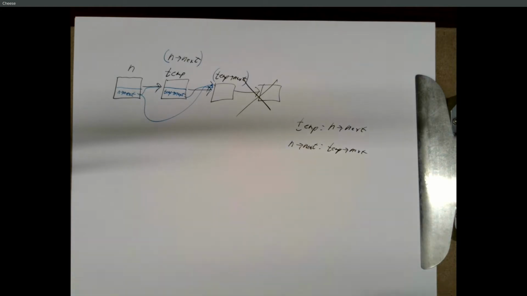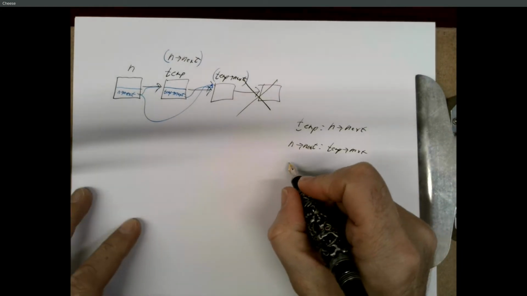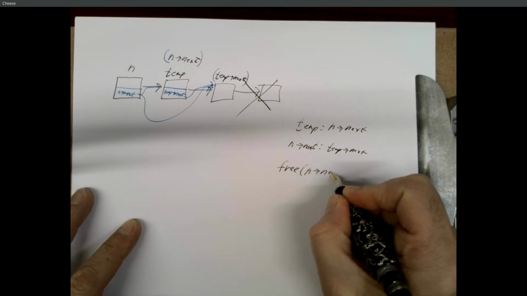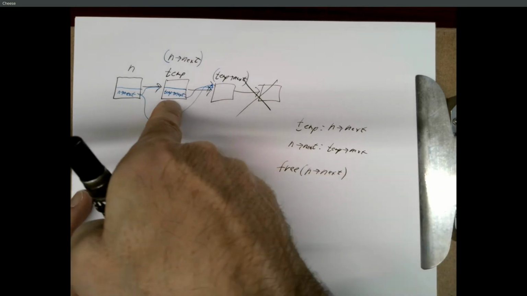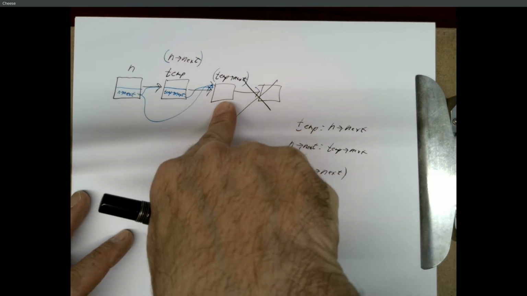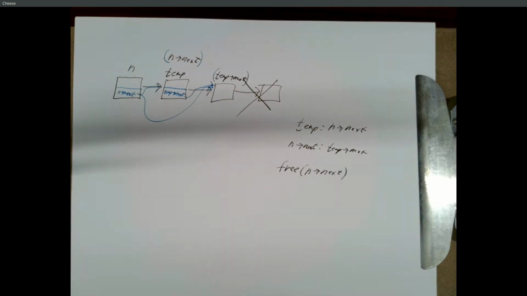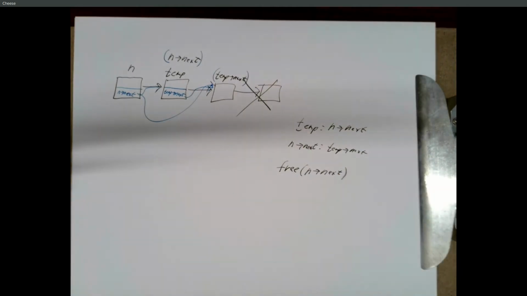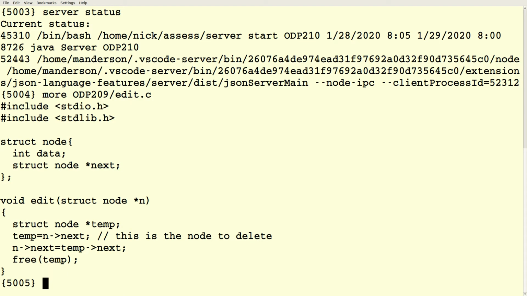And freeing temp is a little tricky. If after this I say free N arrow next, that's not going to free temp. That's going to free this node, right? Because I've set this to point to the third. So a lot of times you actually need to have something that holds the value of the node you're going to free from memory eventually. But I don't think you had to free it for this one.